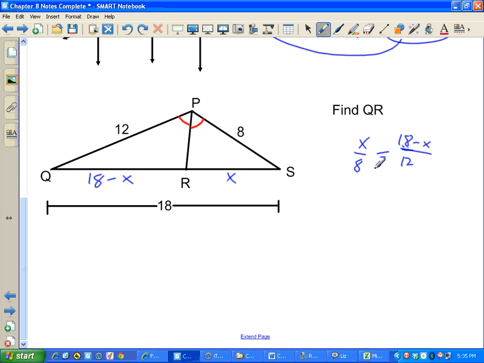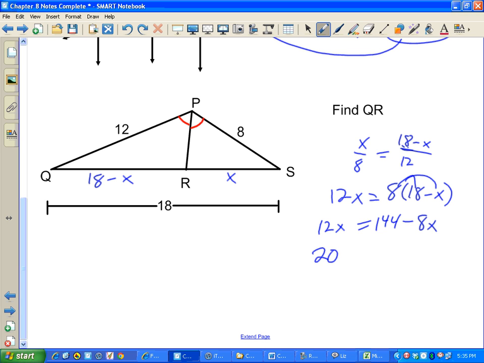And now I can cross multiply like I usually do. So I get 12x equals 8 times 18 minus x. Distribute. And I'll get 144 minus 8x equals 12x. Add the 8x over. 20x equals 144. If I divide both these by 2, I'll get 10x equals 72. Divide by 10, which is pretty easy, and x is 7.2. Okay, so this is 7.2.